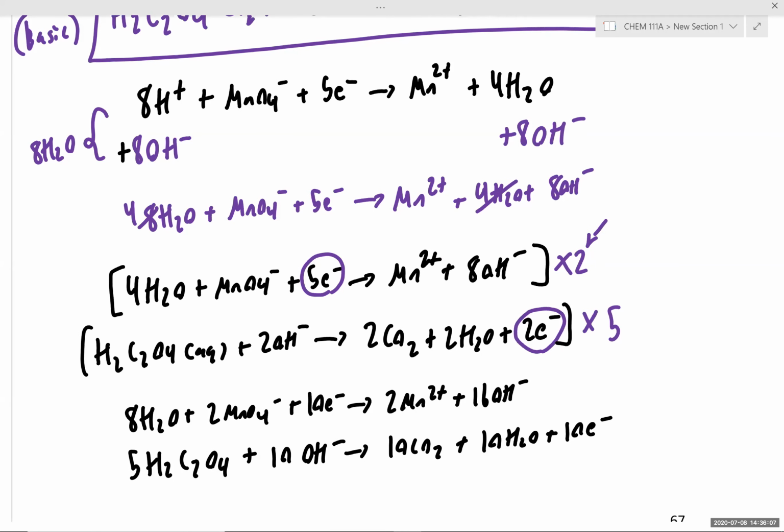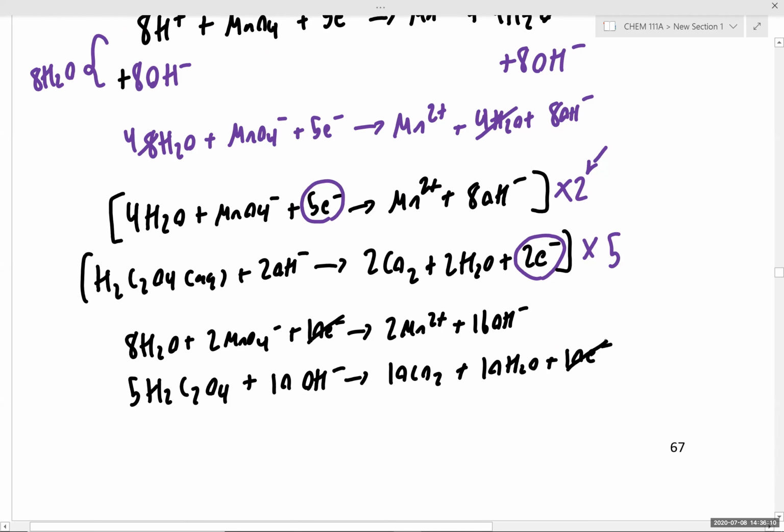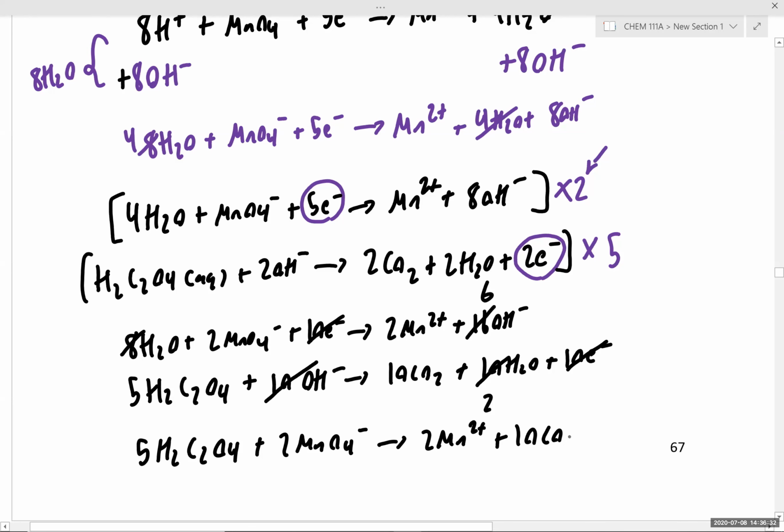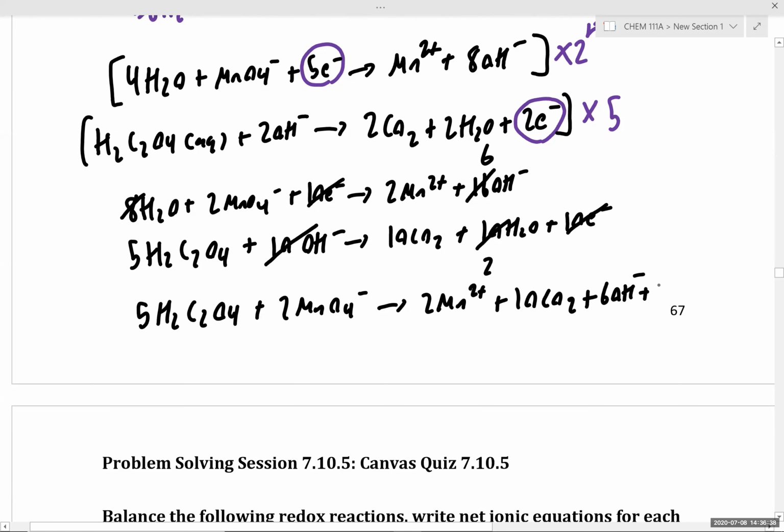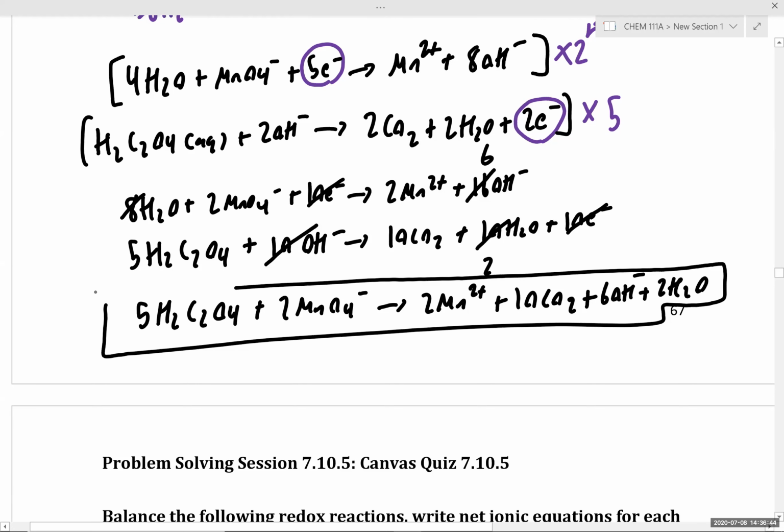Okay, so now that we have 10 electrons on each side, we can cancel our electrons. We can cancel 10 hydroxides, and we can cancel 8 waters. And that gives us 5 H2C2O4 plus 2 MnO4 minus leads to 2 manganese 2 plus 10 CO2 plus 6 OH minus plus 2 H2O. So here's our balanced equation under basic conditions.